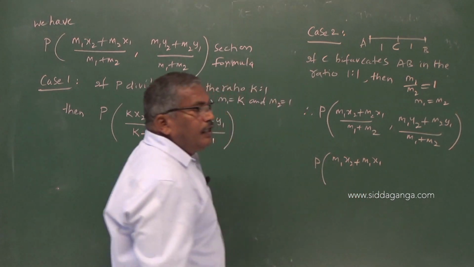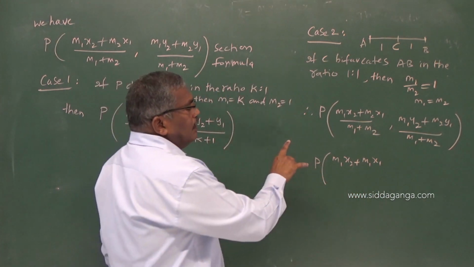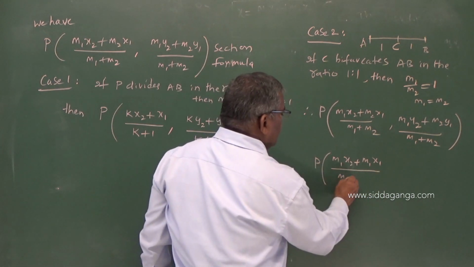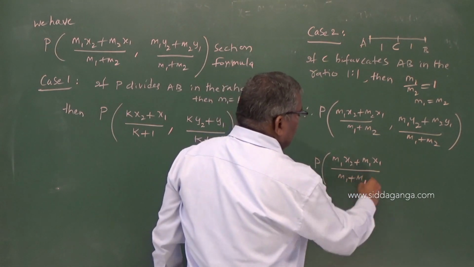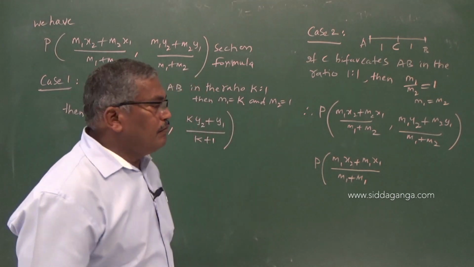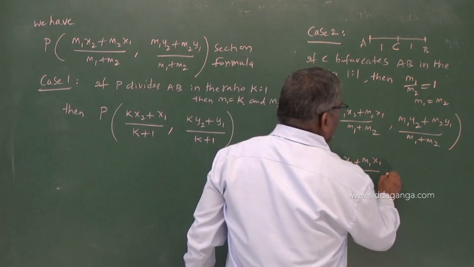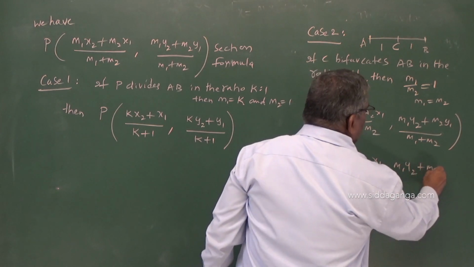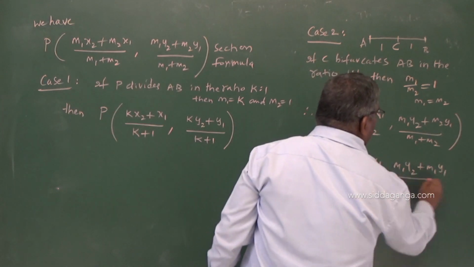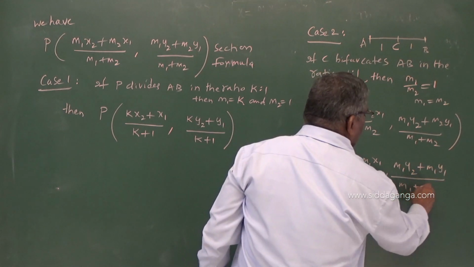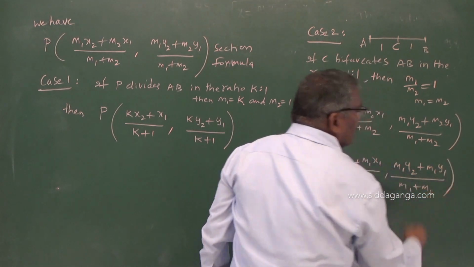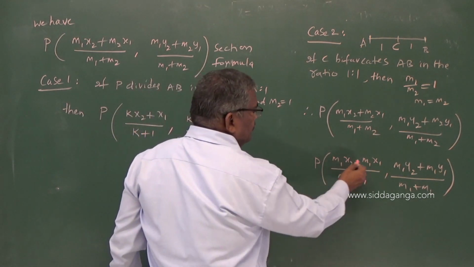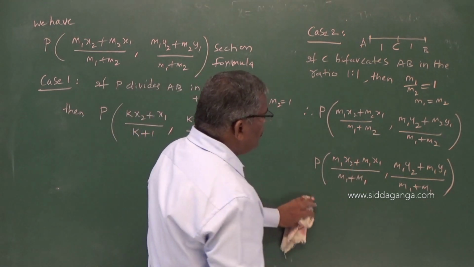You put M2 equals M1 at all places. So divided by M1 plus M1, I will write M1 instead of M2 because they are equal. Now M1 y2 plus M1 y1 because both are equal, divided by M1 plus M1. So now from these two.